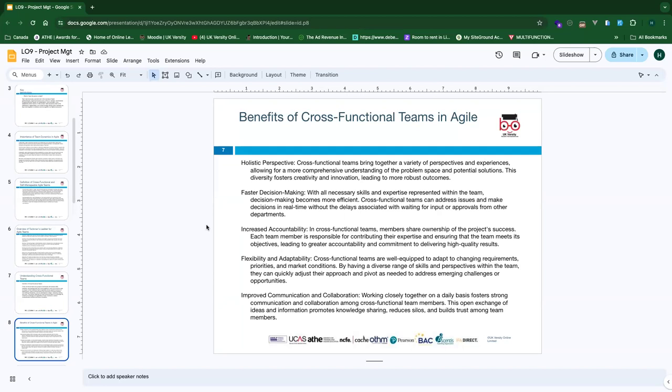And yeah, so cross-functional teams are well equipped to adapt to changing requirements, priorities, and market conditions. By having a diverse range of skills and perspectives within the team, they can quickly adjust their approach and pivot as needed to address emerging challenges or opportunities. The next one, improved communication and collaboration. In this part, obviously, working closely together with people of different backgrounds and experiences can improve the way you communicate and improve your collaboration, because you can learn from a designer, you can also learn from a tester. So working closely on a daily basis fosters strong communication and collaboration among cross-functional teams. This open exchange of ideas, like I said, and information promotes knowledge sharing, reduces silos, and builds trust among team members.